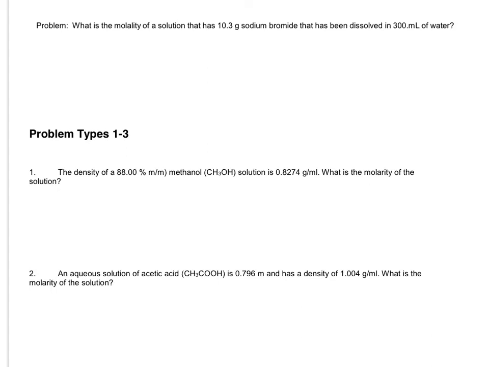In this next problem, you're asked to calculate the molality of a solution of sodium bromide. What you're given is 10.3 grams of sodium bromide dissolved in 300 mL of water. We know to solve this, you have to take your moles of sodium bromide and divide it by the kilograms of water. We know our moles of sodium bromide from the previous problem, and that was 0.100 moles.